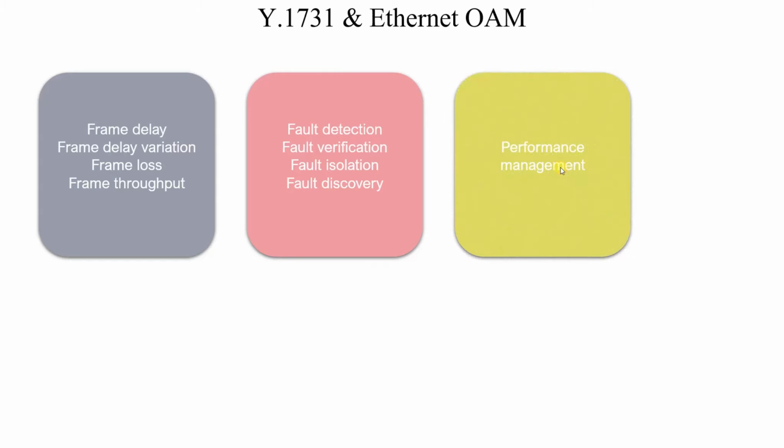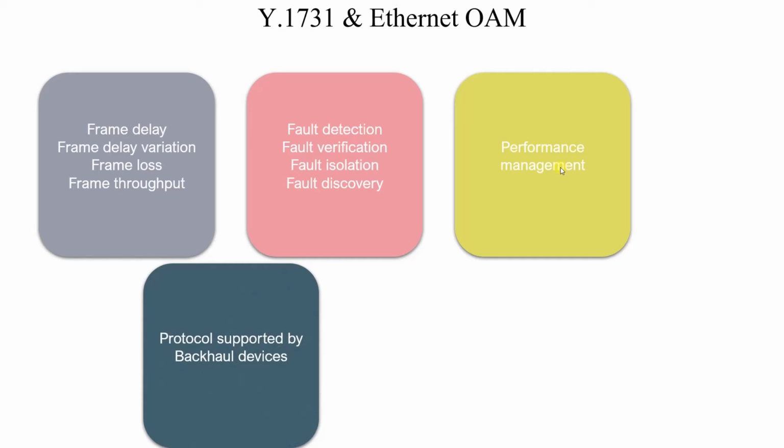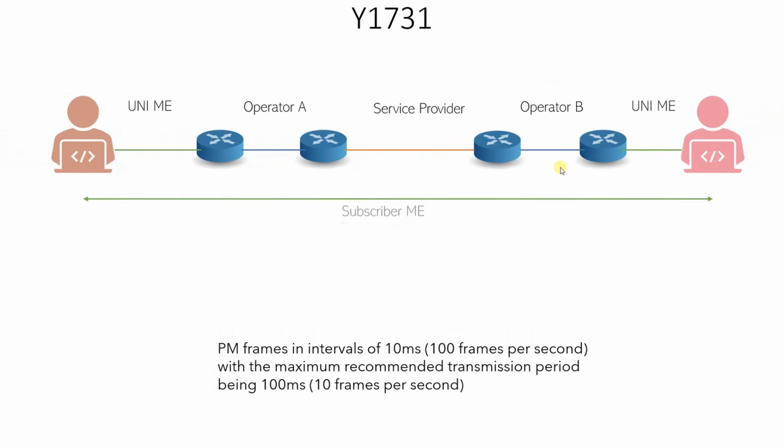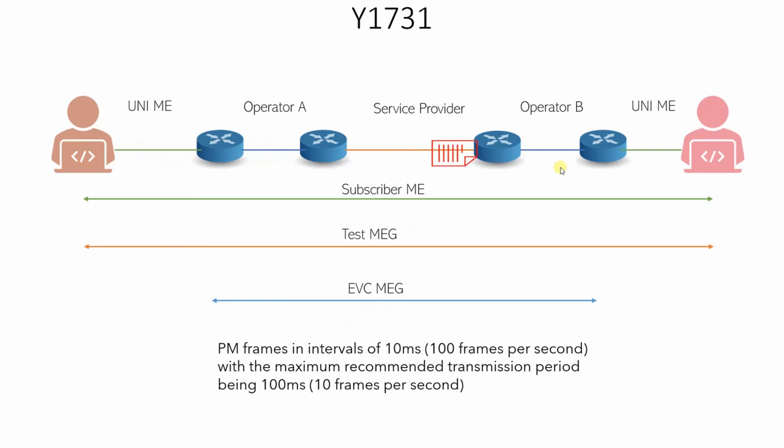Okay. And it also does the performance management, and this protocol is supported by almost all the backhaul devices. So you don't need specific hardware for implementing this Y.1731 protocol along with Ethernet OAM. Okay. And finally, as I said earlier, it is an L2 based solution. So if you want to introduce it to L3, we have to go for the next method. Okay, that's why we have jumped to the TWAMP solutions. Before jumping into TWAMP solutions, let's see how Y.1731 is working.